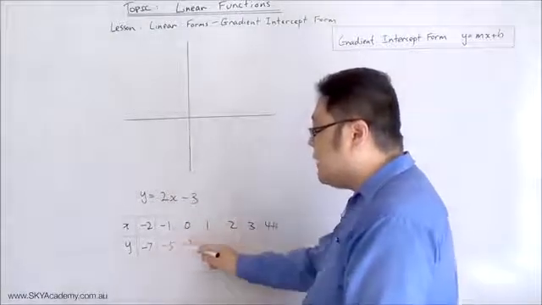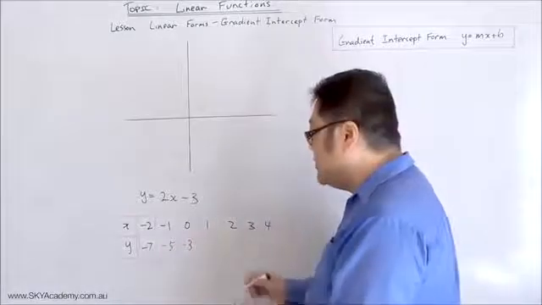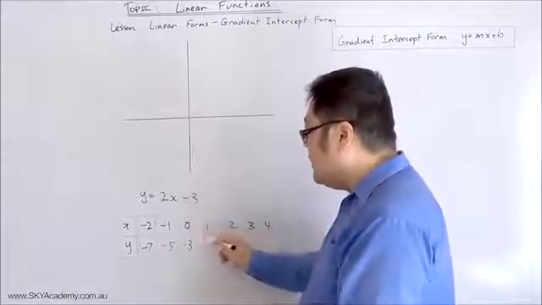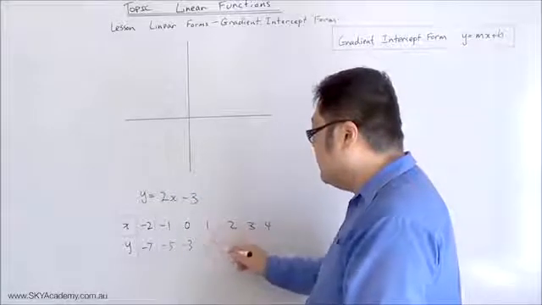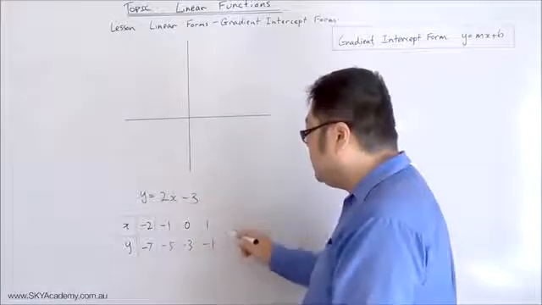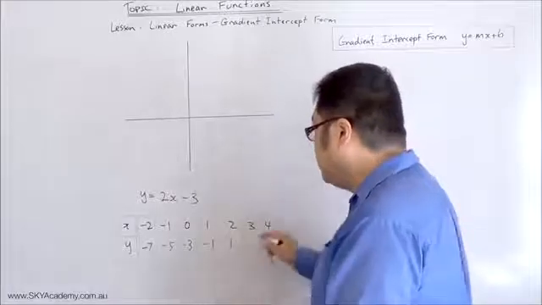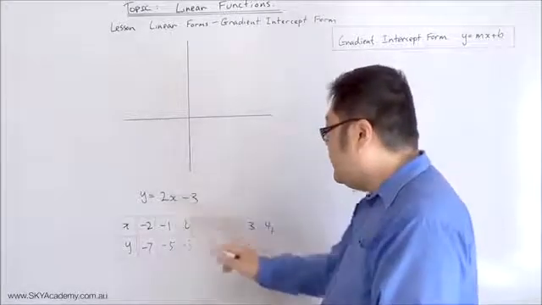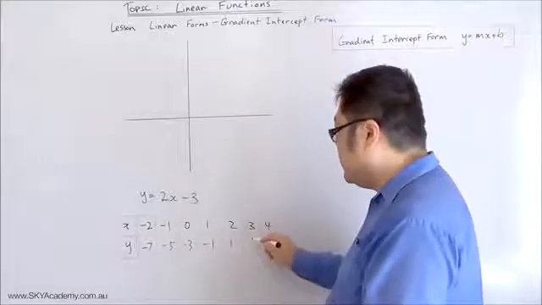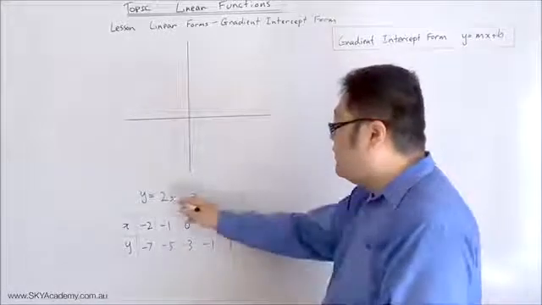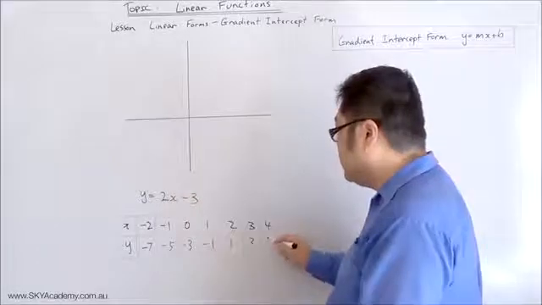And see how we're going up by 2 each time? So 1 we put in, and 2 minus 3 is minus 1. 2 times 2 is 4, minus 3 is positive 1. Put 3 in, 3 times 2 is 6, minus 3 is 3. 4 we put in, 4 times 2 is 8, minus 3 is 5.